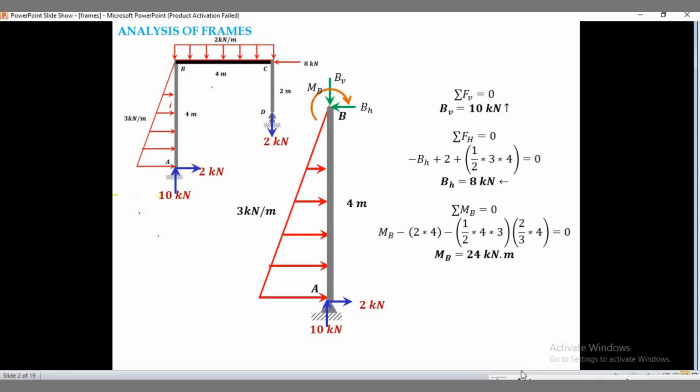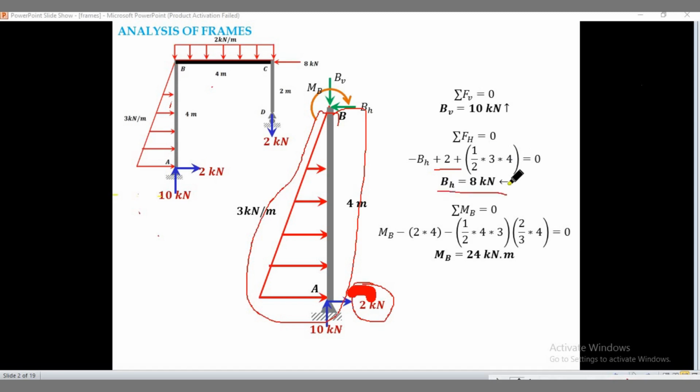How did I get 8? We have 2 kilonewtons to the right, plus the non-uniform distributed load, this triangle, also to the right. The area of the triangle is 1/2 of base times height, 1/2 of 3 times 4. That is how I got BH equal to 8.